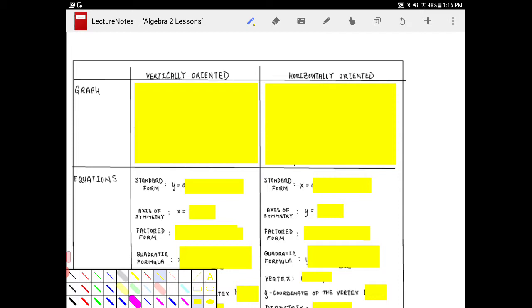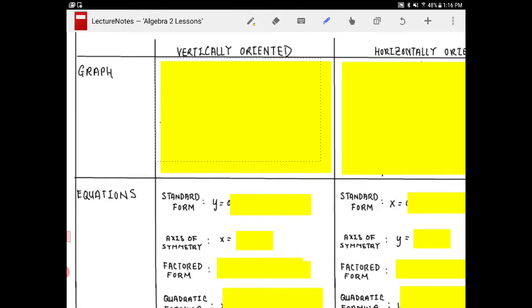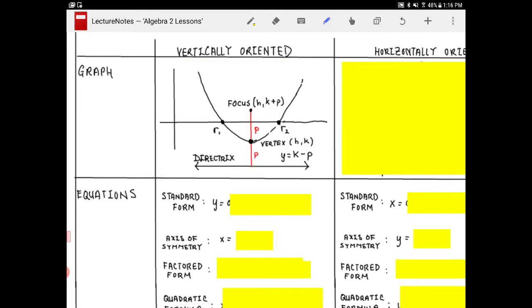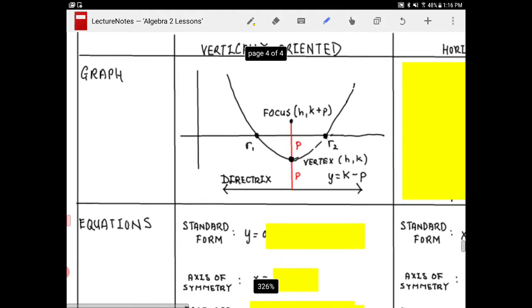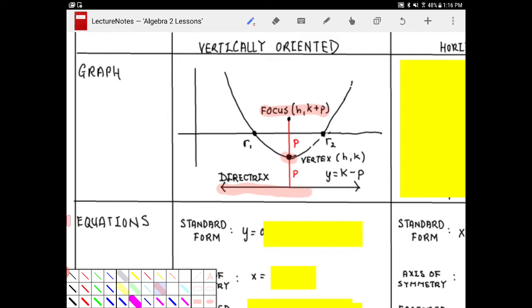In the derivations that I did, I derived the equation for a parabola that's horizontally oriented. I'm just going to start to talk about the vertically oriented parabolas. So let's take a look at this. A vertically oriented parabola will take on this form here, and every parabola will have a focus. Every parabola will have a vertex, and every parabola will have a directrix.